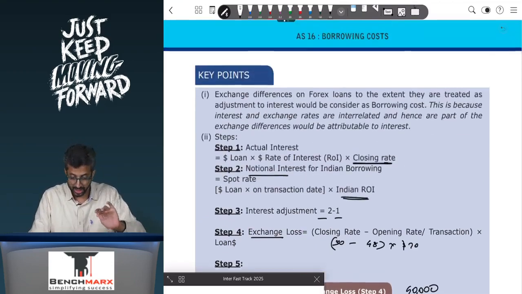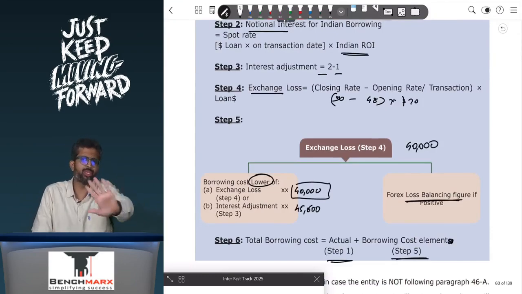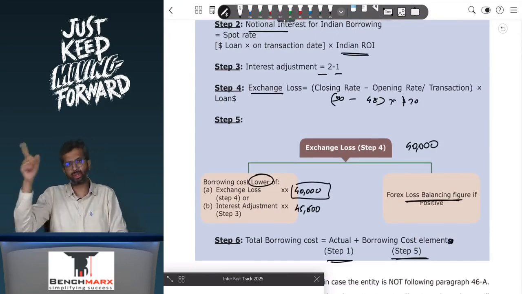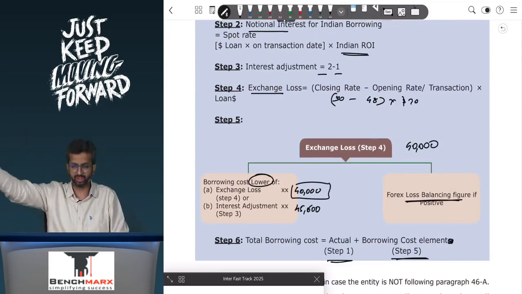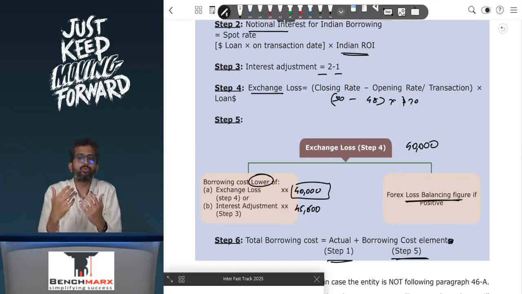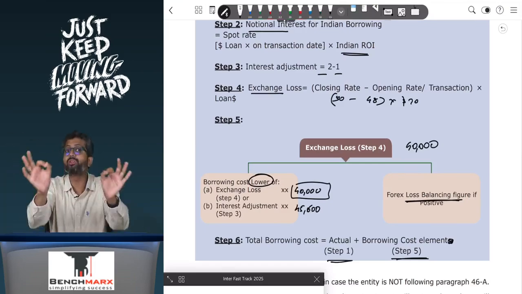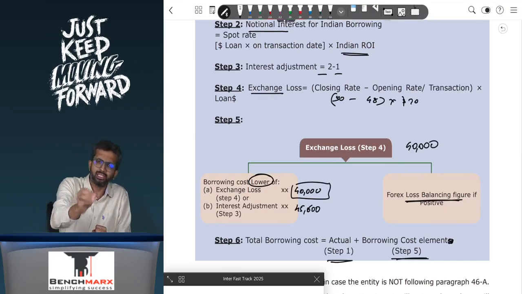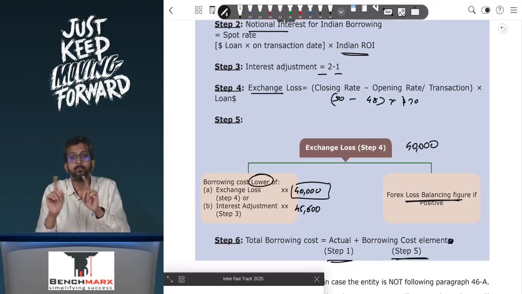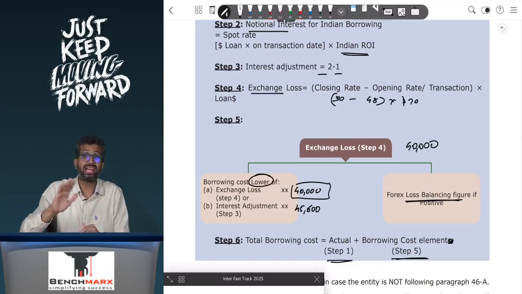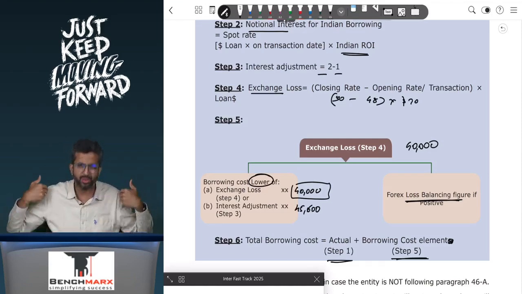Remember, all of this will be done if I am following usual AS11. There is a special clause in AS11 called para 46A. In that, if you follow para 46A, and that can be done only if the question specifically tells you, in case you follow para 46A, this is a loan for a specific fixed asset, then whatever is the foreign exchange gain or loss in para 46A will always go to the fixed asset.